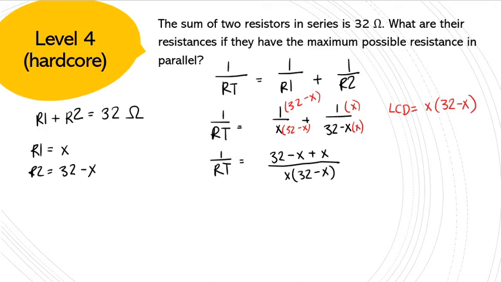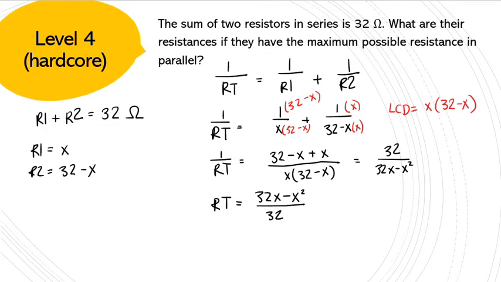So far, so good. Clean it up a little more. And I see that the X's will cancel on the top. That's great. 32X minus X squared. Okay, that's 1 over RT. The problem is I'm not interested in solving for 1 over RT. If 1 over RT, the reciprocal of the total resistance, is 32 over 32X minus X squared, that means RT is the reciprocal of the right side.